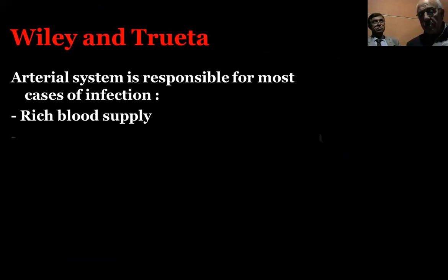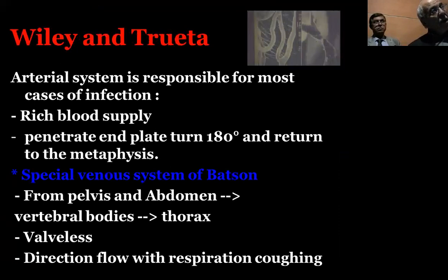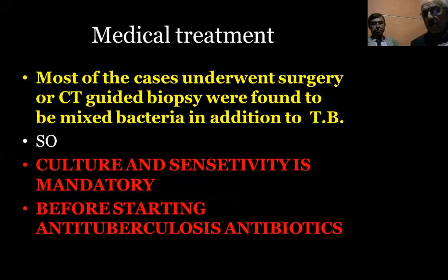While in trauma, the arterial system in the spine is responsible for most cases of infection. It has a rich blood supply and penetrates the end plate 180 degrees to the metaphysis. And there's a special venous system called Batson's plexus, from the pelvis and abdomen, and vertebral veins to the thorax; the veins are valveless. So it's direct invasion from surrounding organs, whether from the intestine or from the lungs, to the dorsal spine.